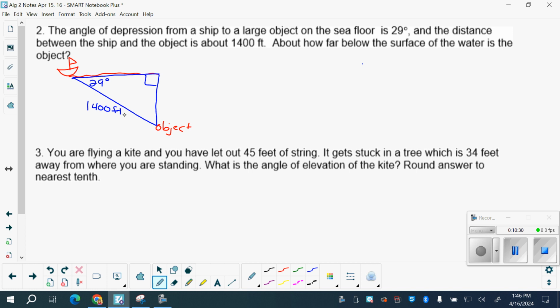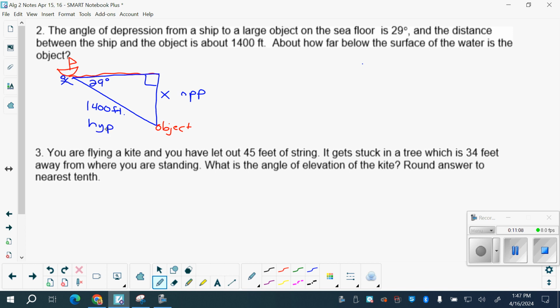Sometimes that is hard. Sometimes there's a tendency to not make it the hypotenuse. But again, when we're saying distance, it's that shortest distance. We want to find how far below the surface of the water is the object. So let's make this our person, where the boat is. Which side of that would be the distance below the surface? Opposite, that's right. So we want to find this side here. And this is opposite. This is hypotenuse.